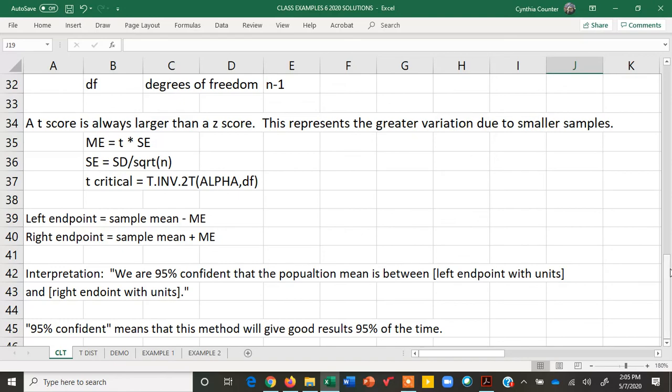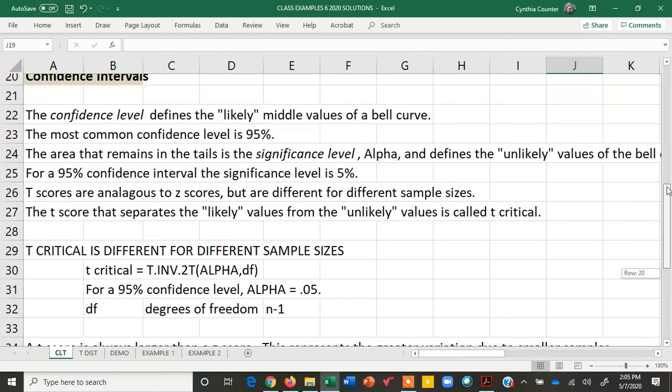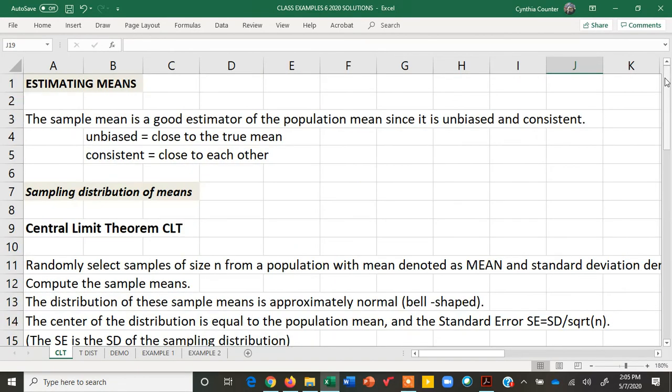So I hope this explains the central limit theorem, more about the t-distribution, and then kind of a review or a preview on confidence intervals for means.